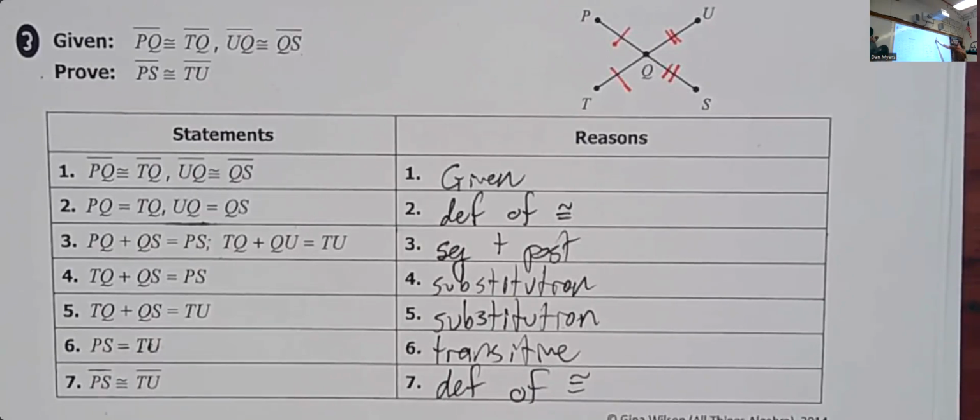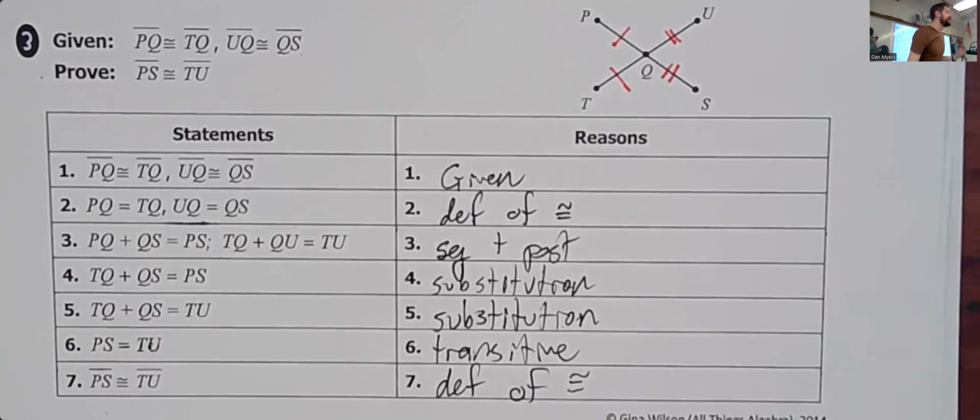As we go to the diagram, we got PQ plus QS. Here's PQ, here's QS, and it's equal to PS, the whole thing. Part plus part equals whole. That's going to be the segment addition postulate. And it also says the same thing for this other segment. It says TQ plus QU equals TU.